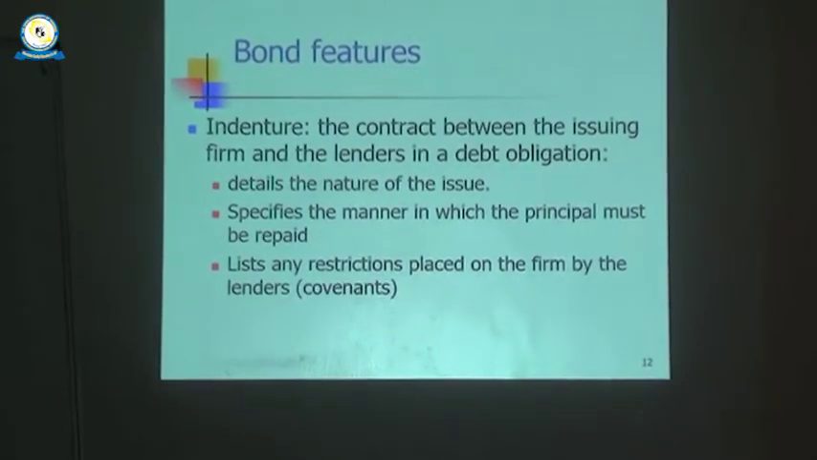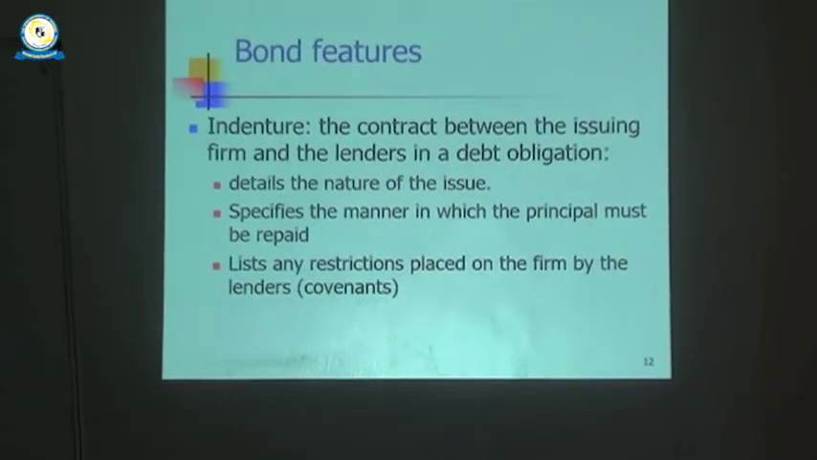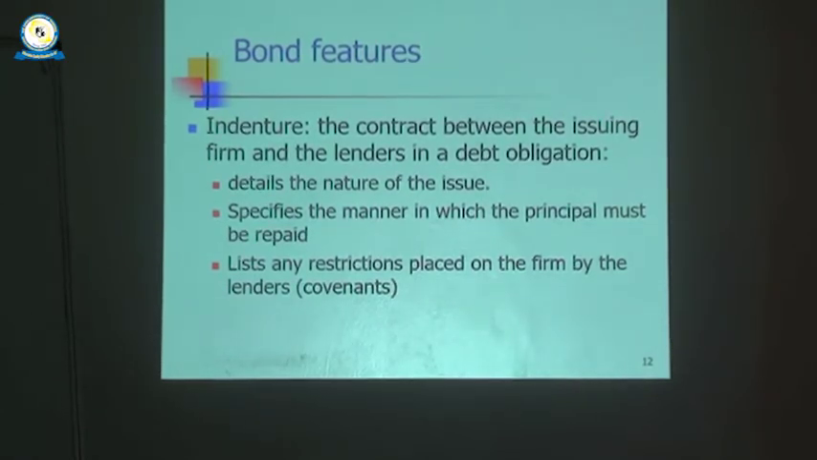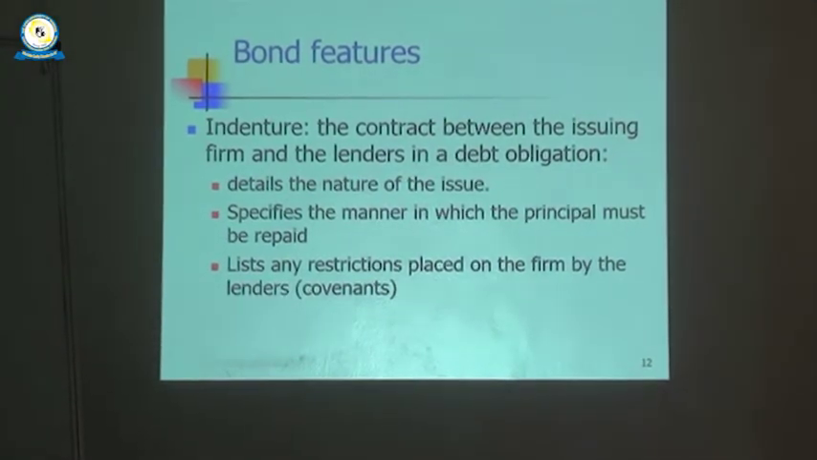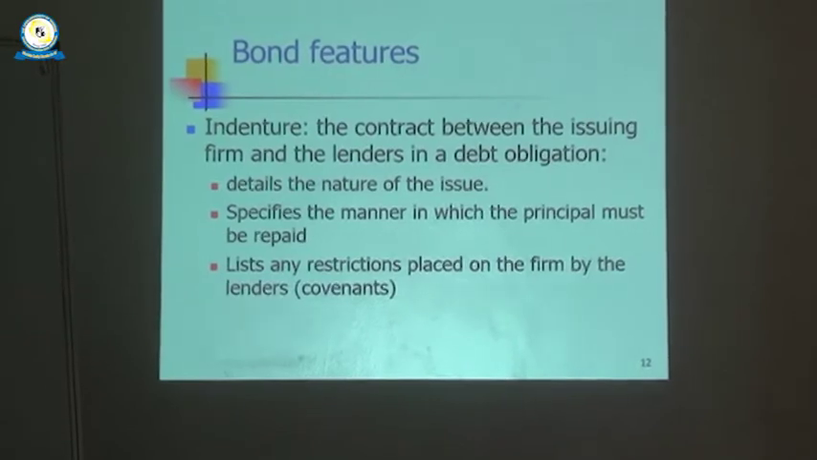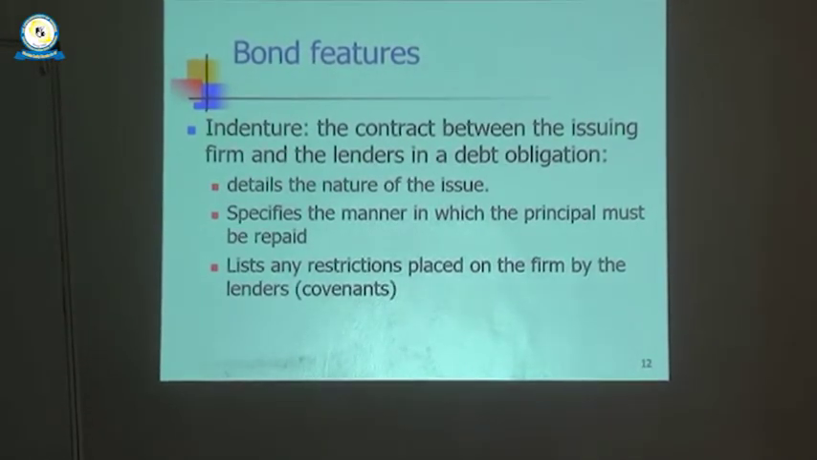Indenture, there are some bond features. We have something known as indenture. What is indenture? Indenture is the contract between the issuing firm and the lenders in a debt obligation. What is in an indenture? In the indenture, we have details showing the nature of the issue. That is one of the components in the indenture.